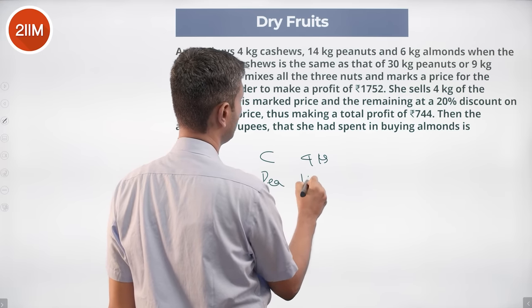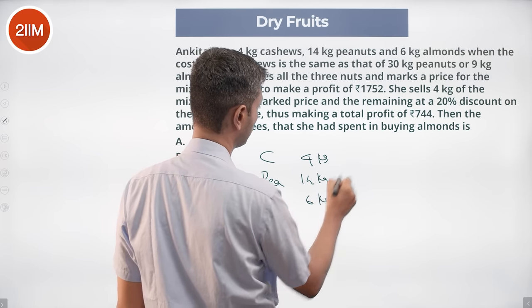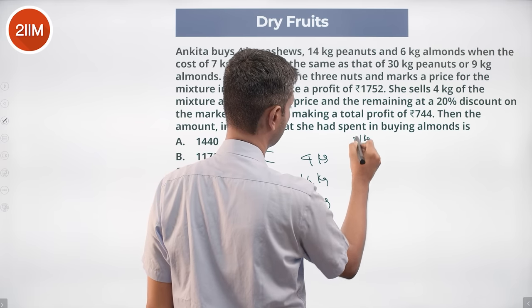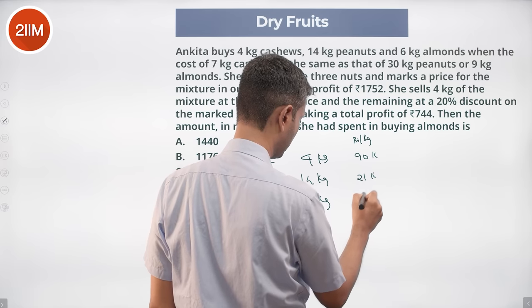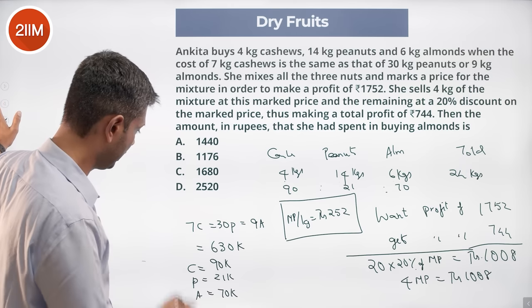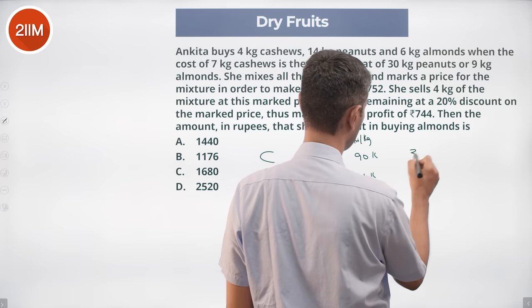Peanuts, 14 kilograms. Almonds, 6 kilograms. On a per kg price, the price per kilogram is 90k, 21k, 70k. So how much does she spend? She spent a total of 360k.